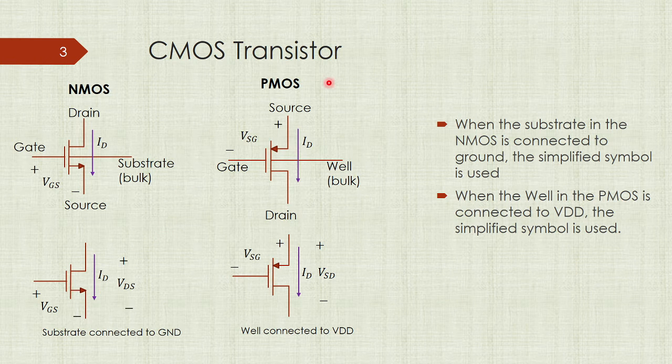And in the case of the PMOS, in order to generate current from the source to the drain terminals, we need to inject a voltage from the source to the gate. Notice here that the source voltage should be greater than the gate. Again here, if the bulk is connected to VDD, then we can use a 3-terminal figure as you see below.